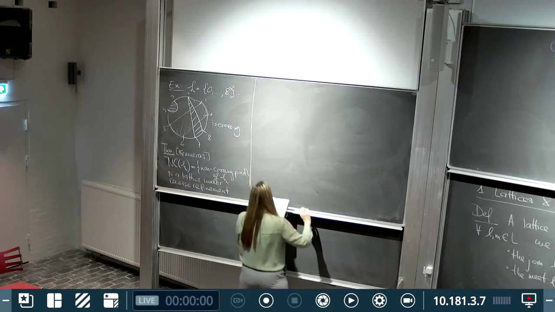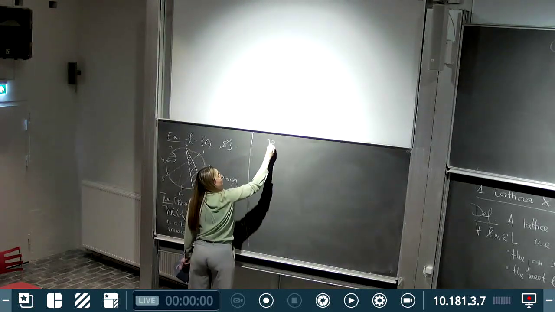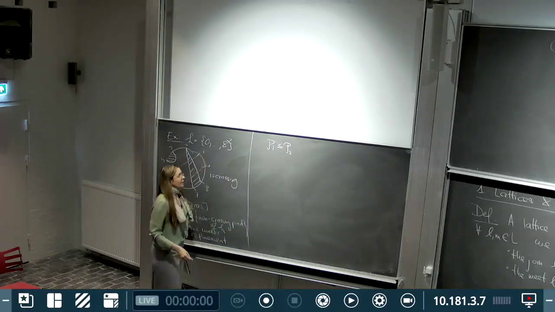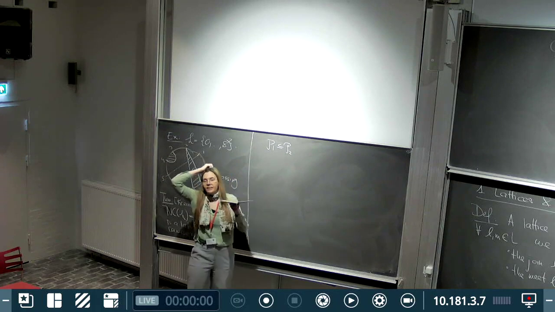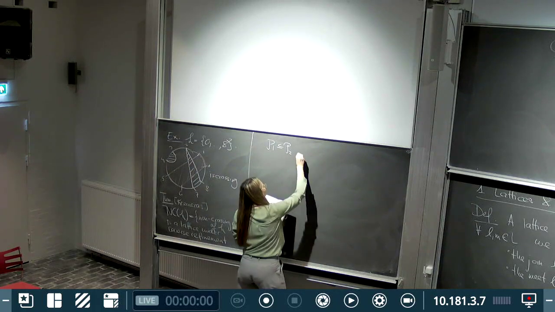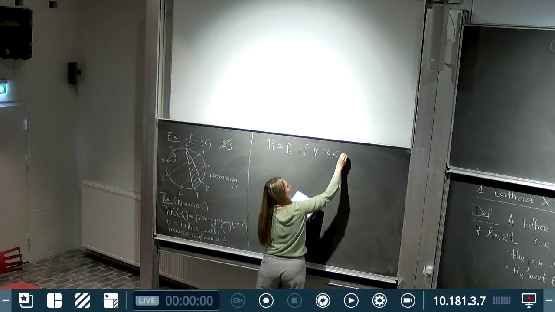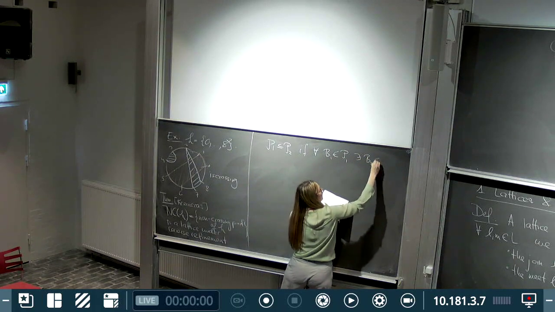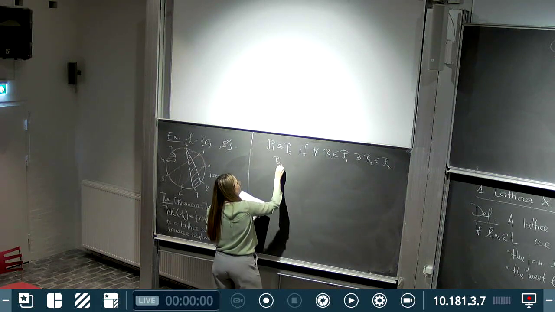So what does that mean? We have that two non-crossing partitions can be compared such that P1 is smaller or equal to P2 if every block in P1 is contained in some block in P2. For every block in P1, there exists a block in P2 containing it.